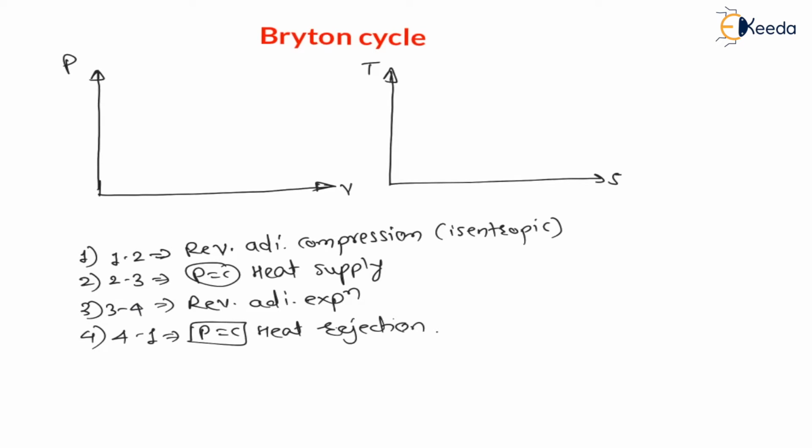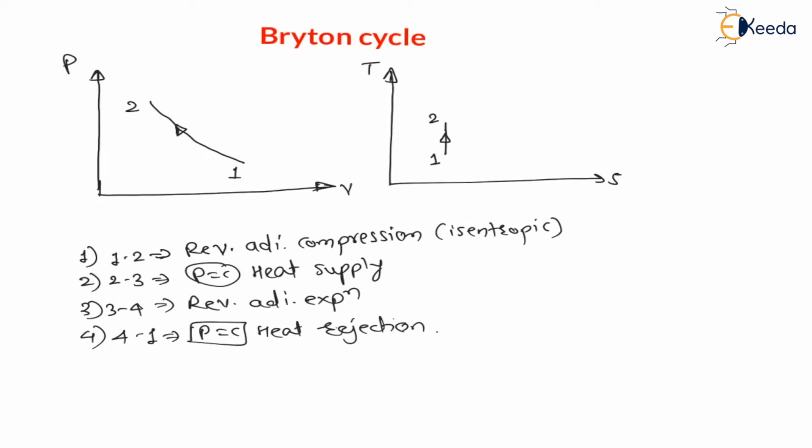Let us draw this cycle. Now 1 to 2 is reversible adiabatic compression. Therefore during this process volume decreases and pressure increases, reversible adiabatically from 1 to 2. Then on the TS diagram, 1 to 2 is reversible, meaning isentropic, and compression means temperature increases. At constant entropy temperature increases, so 1 to 2 will be a straight vertical line.